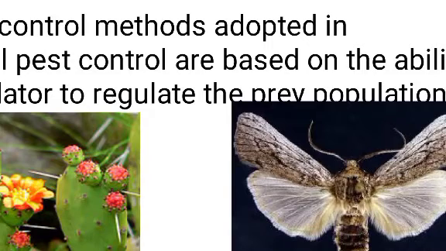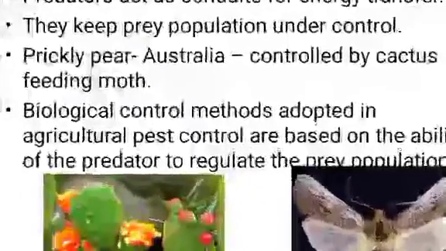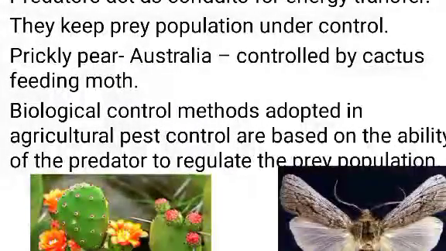So actually it is the insect which feeds on the cactus plant. So they had to later introduce this cactus feeding predator, and thus the cactus population has been reduced. Okay, so for pest control method also this predation can be used.